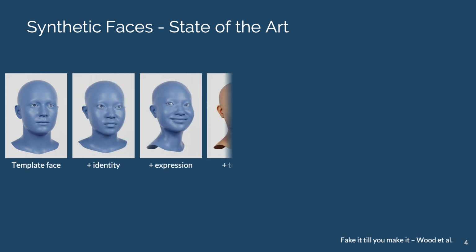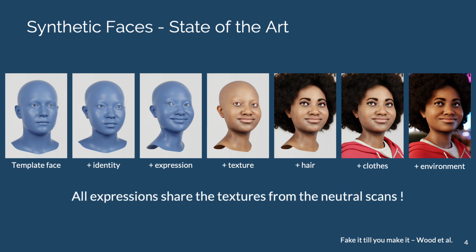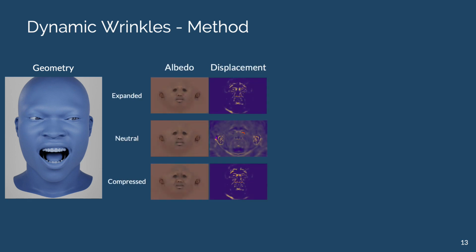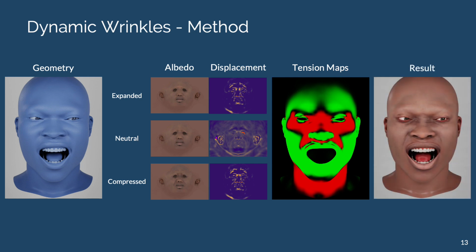We build upon the face synthesis pipeline proposed by Wood et al. and begin with the observation that all expressions share the textures corresponding to the neutral expression. For every identity, we capture complex wrinkling effects corresponding to the expanded and compressed deformations of the face from scans of the identity's posed expressions. We store these wrinkling effects in textures known as wrinkle maps. At synthesis, we blend between the neutral and wrinkled textures using the tension at each vertex in the face mesh as weights, producing the final dynamic wrinkling effect.